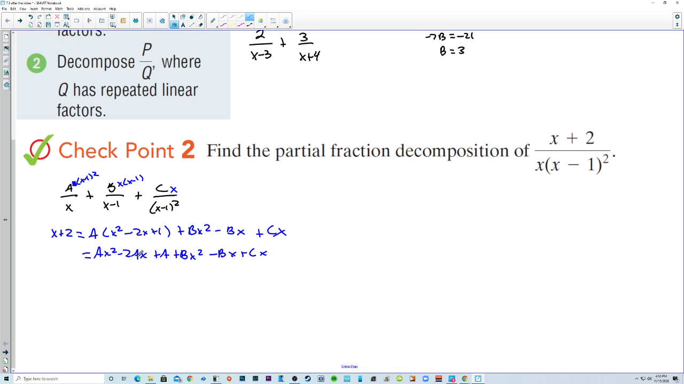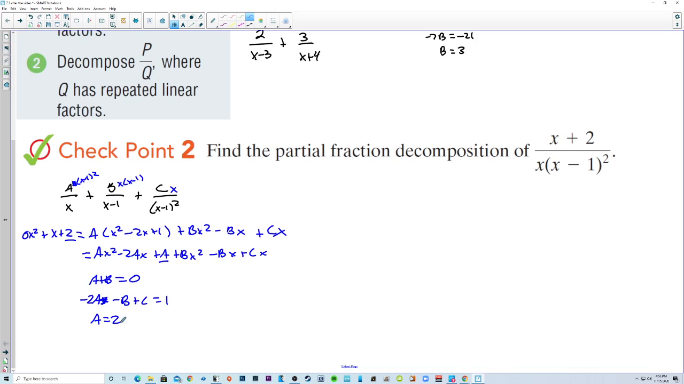Well, now the coefficients of x squared, A plus B needs to be equal to 0 because there's no x squared over on this side. How about the x? Negative 2A minus B plus C is equal to 1, and I don't want this x there, I just want the coefficients. And then what do we have? The only constant over on the right side is A, and A must be 2.